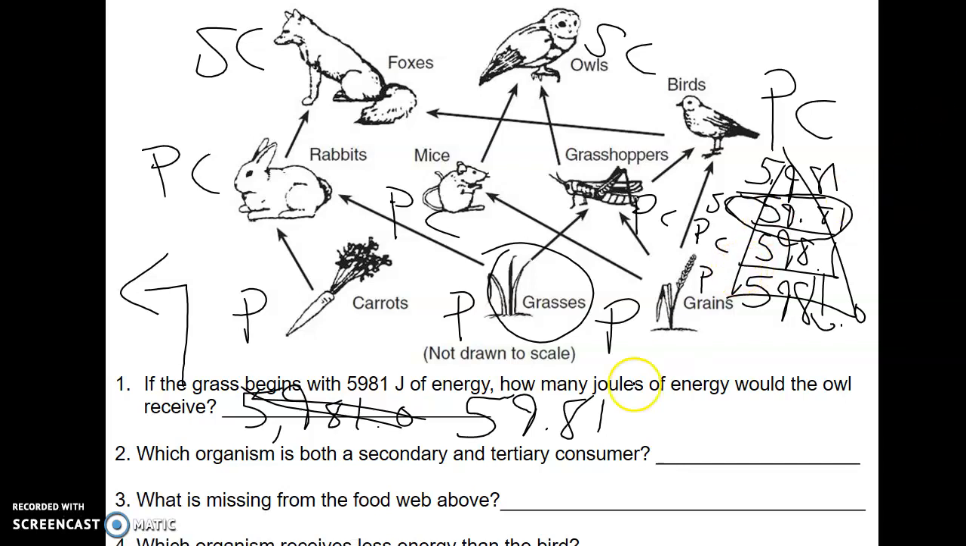Which organism would both be a secondary consumer and a tertiary consumer? I didn't do any tertiary consumers, so let's see. Okay, so here's one. Your producer, primary consumer, secondary consumer, and your tertiary consumer. So technically the owl can be a primary and secondary. So owl. And what is missing from the food web above? It's something that tends to always be missed from a food web or food chain, and that's your decomposers.